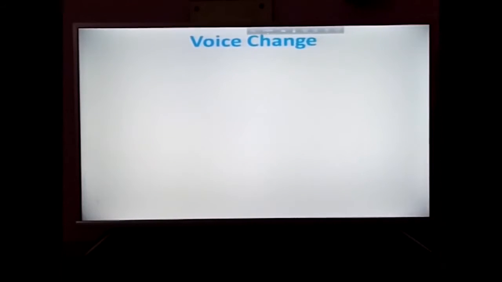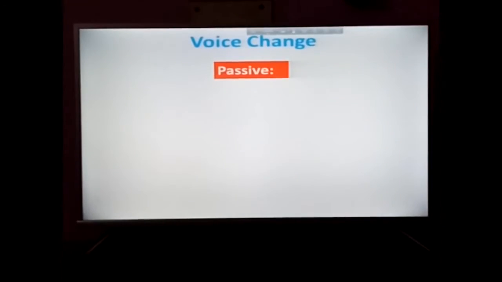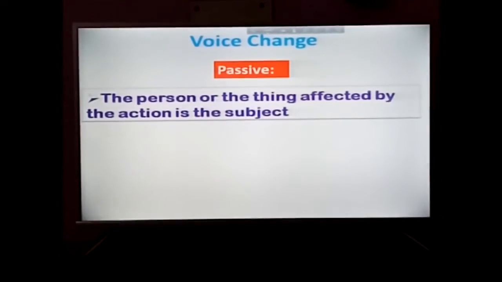Now, let's see what a passive sentence is like. Dear students, unlike an active sentence, a passive sentence doesn't use the agent as its subject. Instead, the person or the thing that is affected by the action of the agent is used as the subject. So you see, the subject of a passive sentence doesn't do the action of the verb. In fact, it is the person or the thing that is affected by the action of the agent. And that is the first characteristic of a passive sentence.